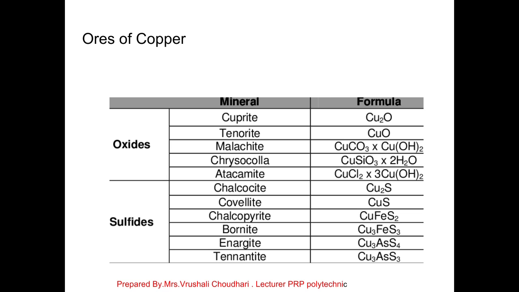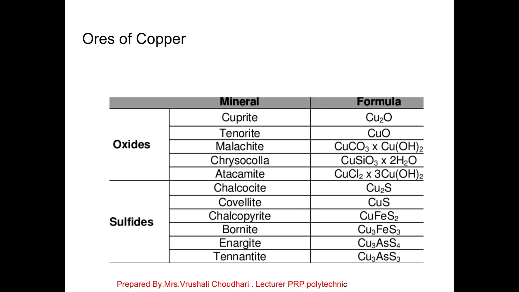Before that, we will learn what ores are present in nature. What is the meaning of ores? An impure form of the metal oxide which is naturally occurring on the earth's surface is called ores. Copper is available in the form of oxide and sulfide forms. The first ore is called cuprite, formula Cu2O. Tenorite, CuO, malachite, CuCO3, Cu(OH)2. These are the oxide ores of copper, which are naturally occurring.